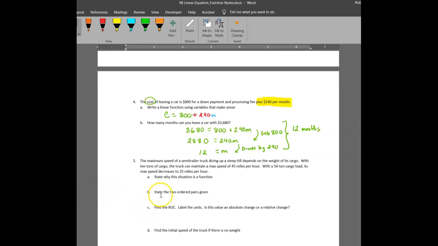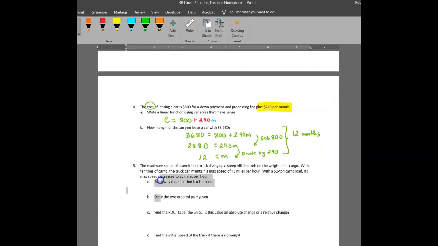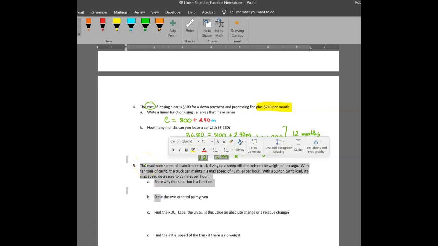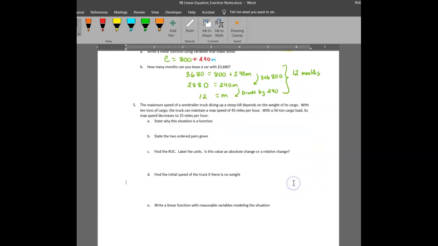All right, when we look at another problem, this time, in question number 4 here, we were given the initial value and we were given the rate. Okay, in this next problem, in number 5, the maximum speed of a semi-trailer truck driving up a steep hill depends on the weight of the cargo.